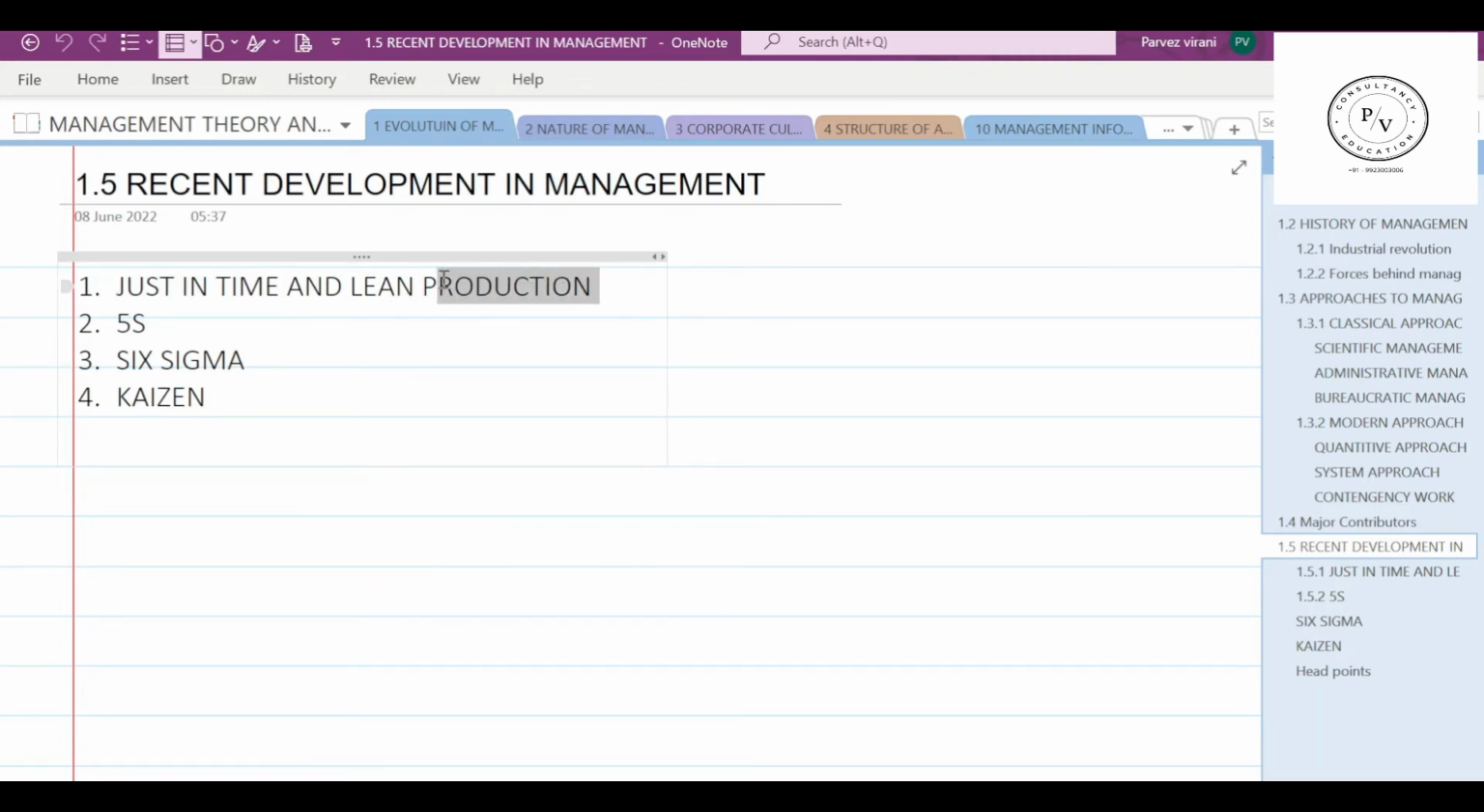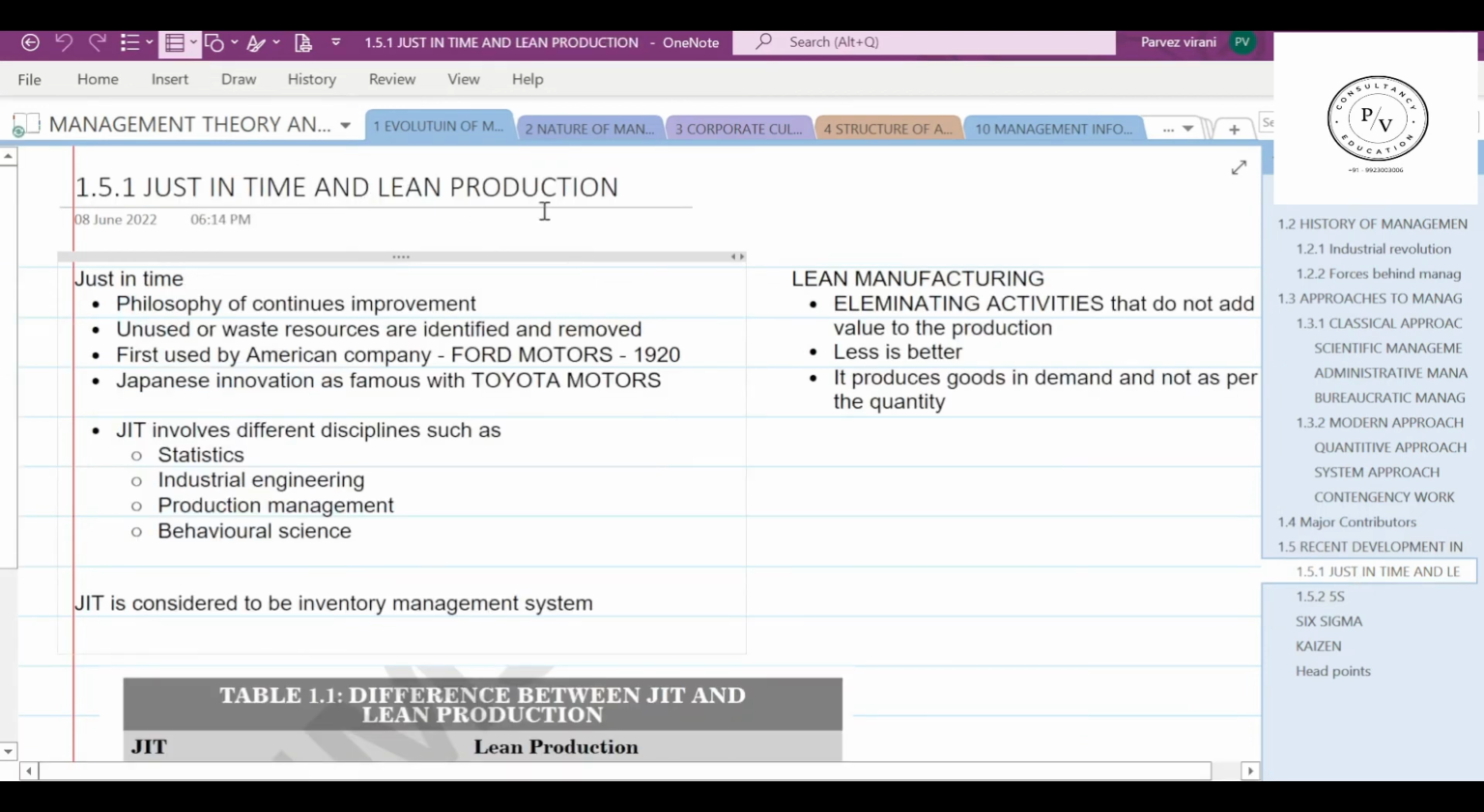Here, lean production is the head and just-in-time is under lean production, but it's okay. Then 5S, Six Sigma and Kaizen. So these are quality-based things that we are going to study here. So just-in-time and lean production.